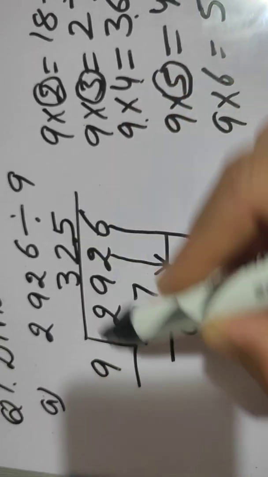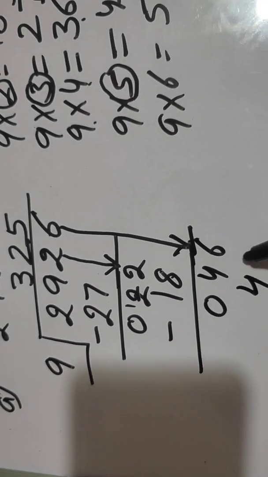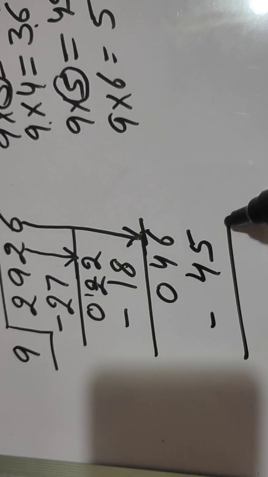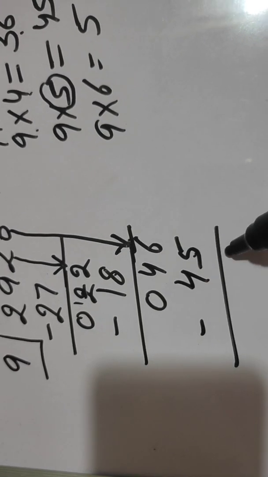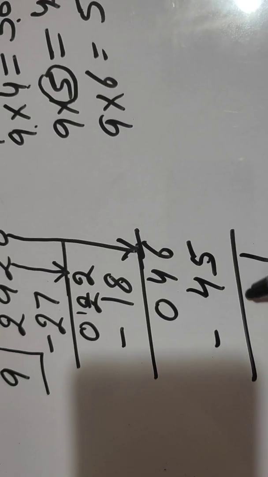5 we will write here. 9 5s are 45. We will write under this. Now subtract. 6 minus 5 is 1. 4 minus 4 is 0.